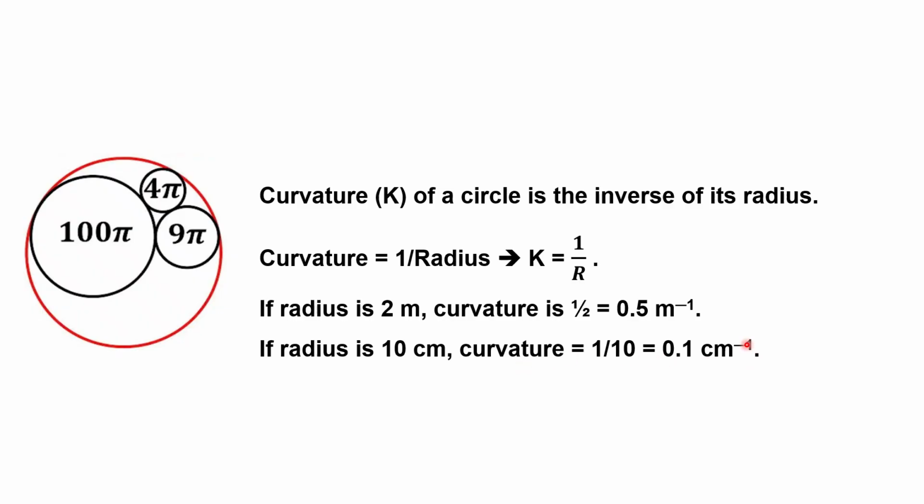The unit of curvature would be inverse of the unit of length. If radius is in meter, curvature we get in meter inverse. If radius is in centimeter, 10 centimeter, then curvature is in centimeter inverse. So radius 2, curvature 1 by 2; radius 10, curvature 1 by 10. Curvature is 1 by radius, inverse of radius or reciprocal of radius.